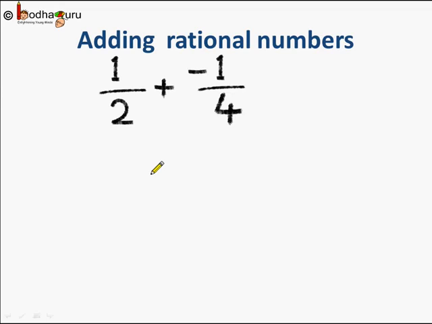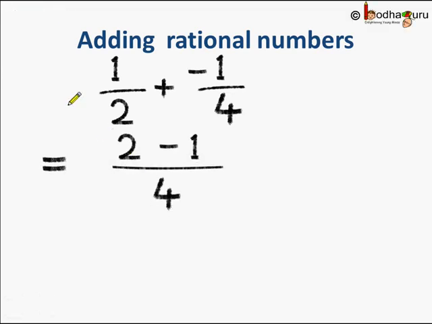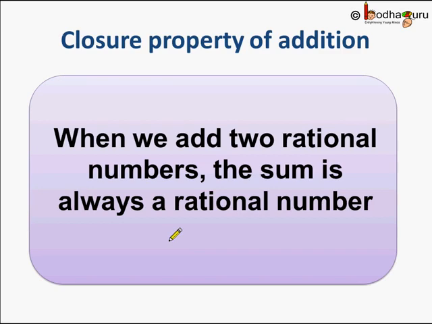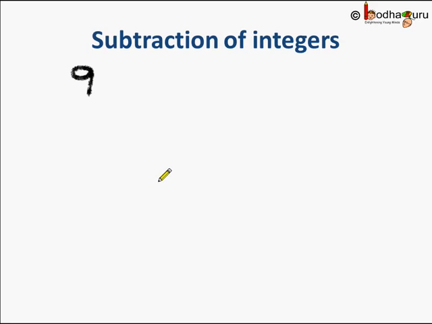Let's add two rational numbers and see what happens. Taking LCM of 2 and 4, we get 4, and in the numerator we get 2 minus 1. So the answer is 1/4. What do we see here? This is a rational number, 1/4. So we can say when we add two rational numbers, the sum is always a rational number. This is the closure property of addition.